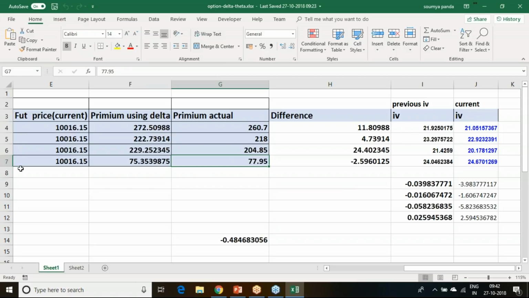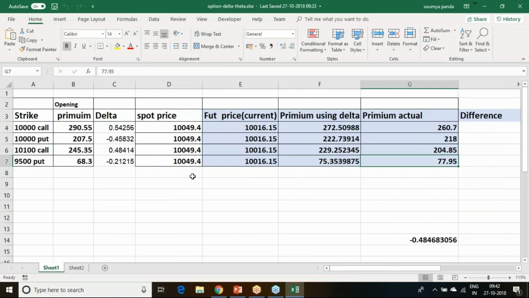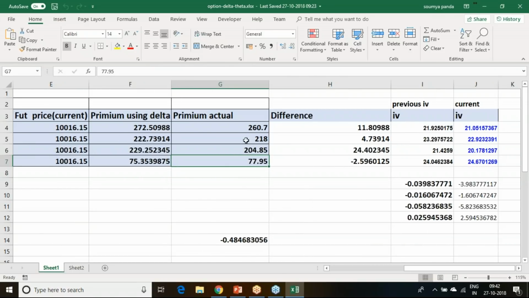And when I calculated this premium at 10,049, at that time these are the IVs. And when it is trading at 260, 218 current values, these are the IVs. IVs also changed. For the 10,000 call option, the first one, the IV has fallen by 3.98%. 10,000 put option IV has also fallen by 1.6%. Then 10,100 call option IV has fallen by 5%, and here IV has increased by 2.59%. This also happened, so this difference has come.